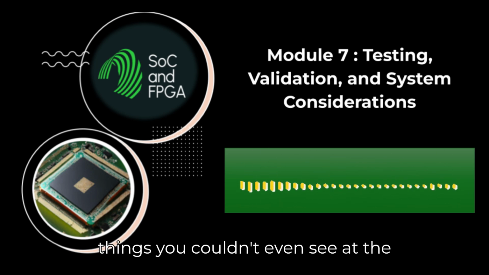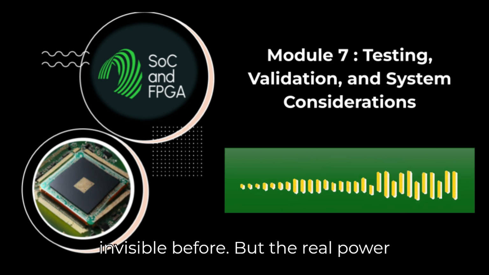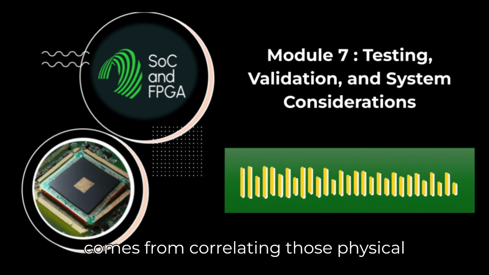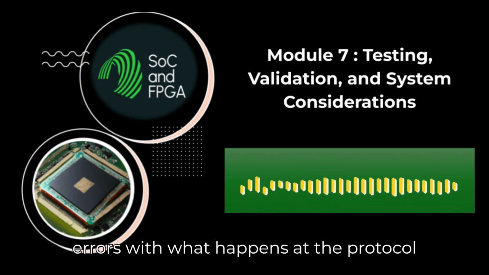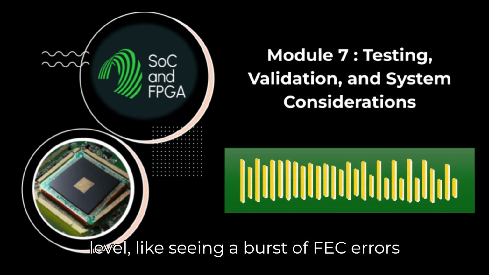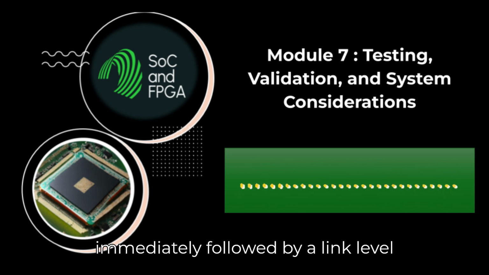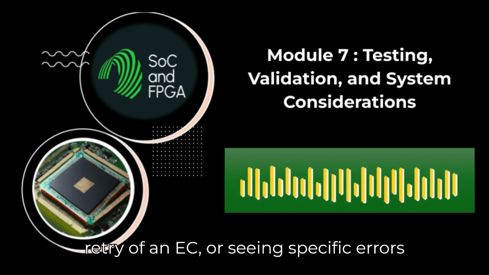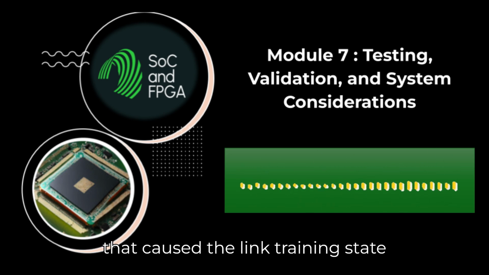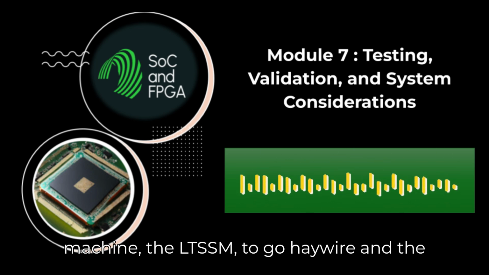Things you couldn't even see at the protocol level before. Exactly. They were invisible before. But the real power comes from correlating those physical errors with what happens at the protocol level. Like seeing a burst of FEC errors immediately followed by a link-level retry, or seeing specific errors that cause the link training state machine, the LTSSM, to go haywire.